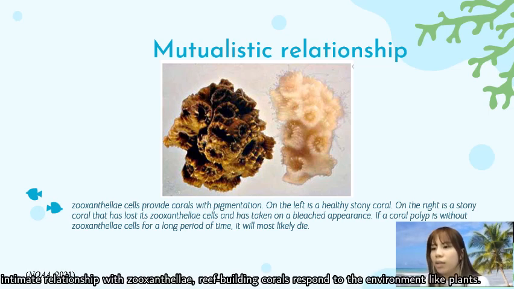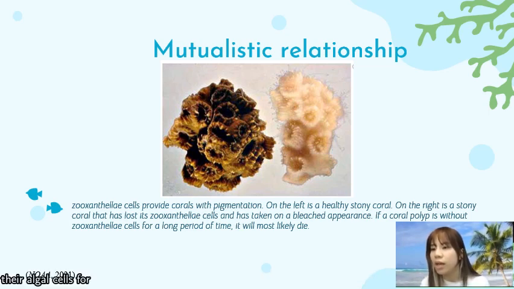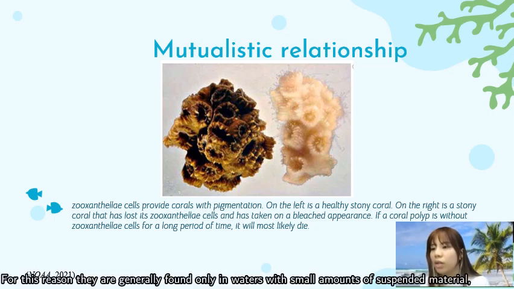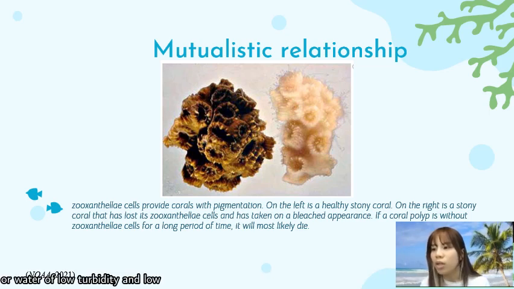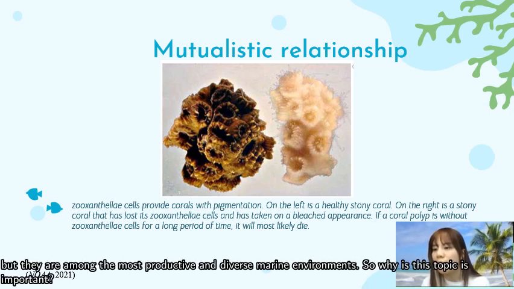Because of their intimate relationship with Zooxanthellae, reef-building corals respond to the environment like plants. Reef corals require clear water so that sunlight can reach their algal cells for photosynthesis. For this reason, they are generally found only in water with a small amount of suspended material, or water of low turbidity and low productivity. This leads to an interesting paradox. Coral reefs require clear, nutrient-poor water, but they are among the most productive and diverse marine environments.